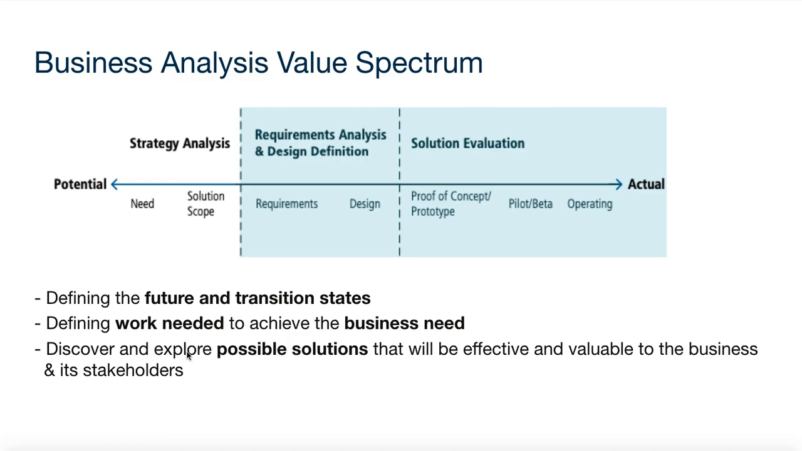And the last one is to discover and explore possible solutions that will be effective and valuable to the business and its stakeholders. So this is a continuous process. You always have to keep discovering and exploring the different solutions, the different alternatives that we have. Let's say you define certain steps in your strategy, but they are not feasible, maybe because of different factors, you won't be able to take up that particular solution. So you always need to keep discovering and exploring other possible solutions that will give the maximum value to who? To the stakeholders and the business.